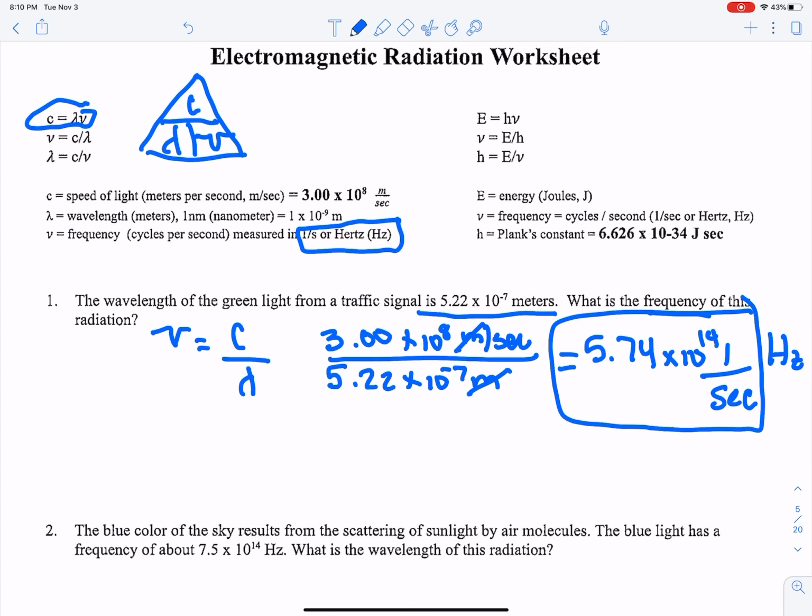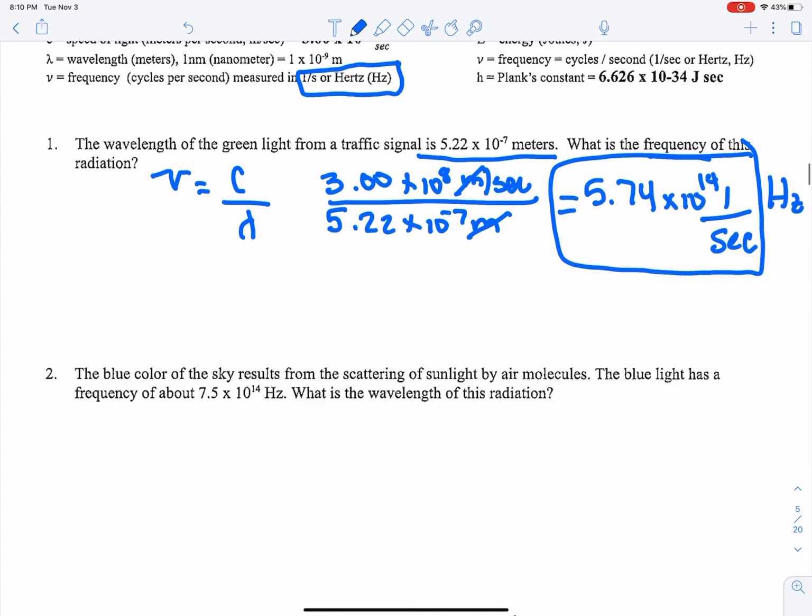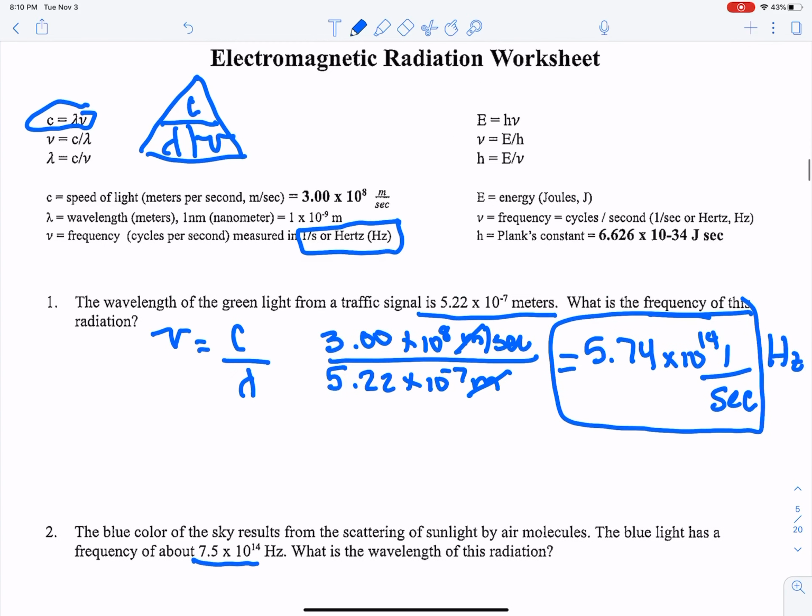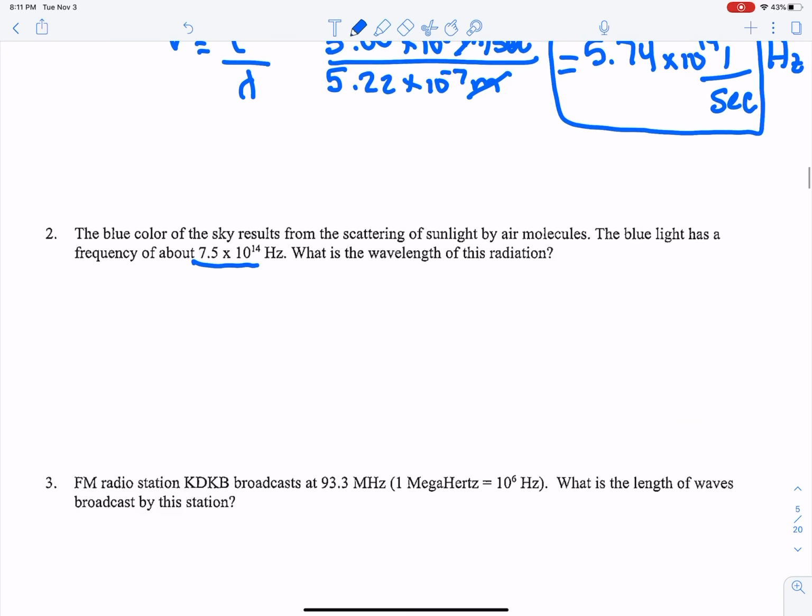I'm going to show you another example. Now you're given hertz. It says the blue color of the sky comes from the scattering of light by air molecules. The blue light has a frequency of 7.5 times 10 to the 14th. What is the wavelength? So, again, using the triangle, if you're trying to find wavelength, cover up wavelength. That's the backwards upside down y. So it's c over frequency. So wavelength is c over frequency.